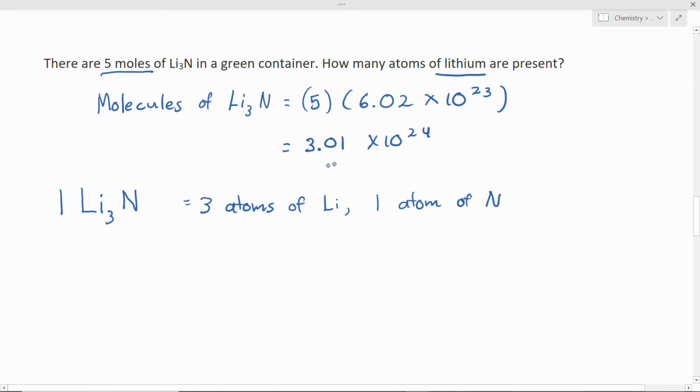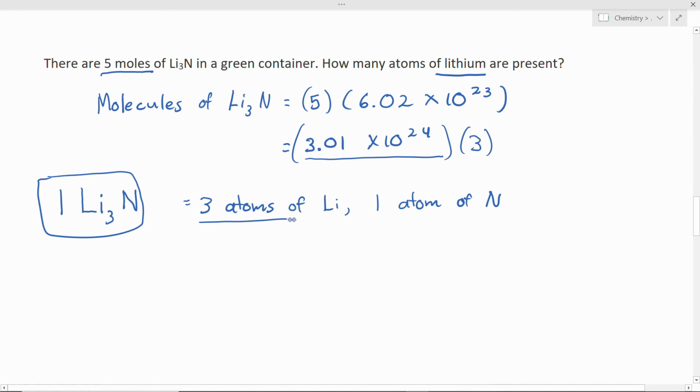That's if we have 1 mole of the molecule. So here, when we have 3.01 times 10 to the 24th molecules, then we have to multiply this number by 3 in order to get our number of lithium atoms. Because for every 1 molecule of this, there are 3 atoms of lithium. Our final answer would be 9.03 times 10 to the 24 atoms of lithium.